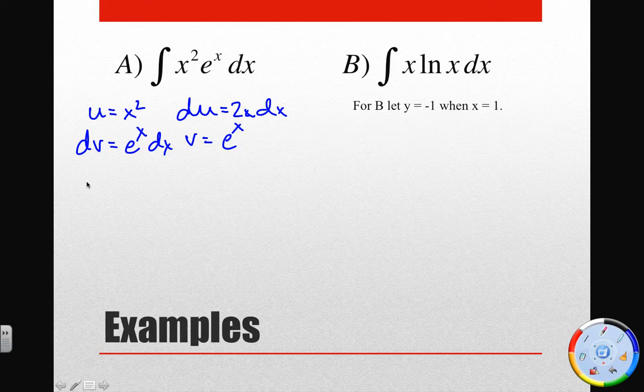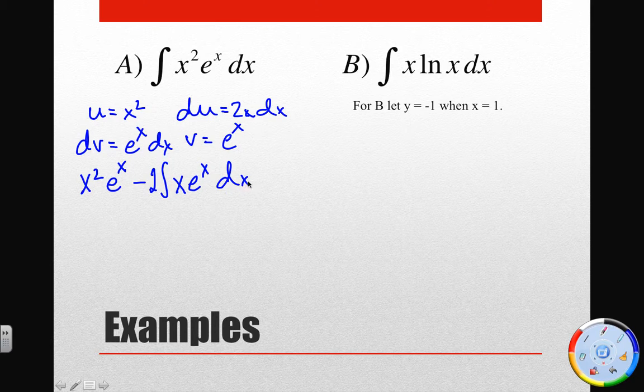Okay, so I set up my integration by parts. I get u times v, so I get x squared e to the x minus the integral of v du. So 2x e to the x, so my 2 can come out here, x e to the x dx. Now here's a problem. I didn't really choose a lot of easy problems here because you might as well just do the hard ones. So I've set this up, but now I've got x e to the x. But x e to the x, I can't use substitution, so I have to use by parts again.